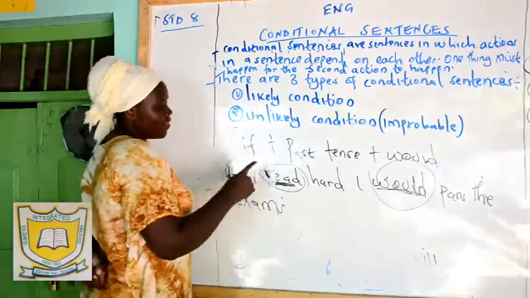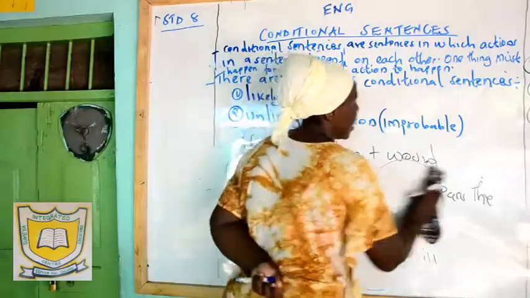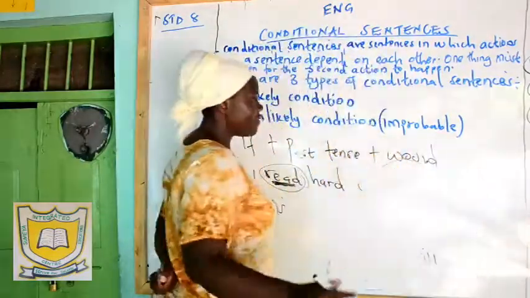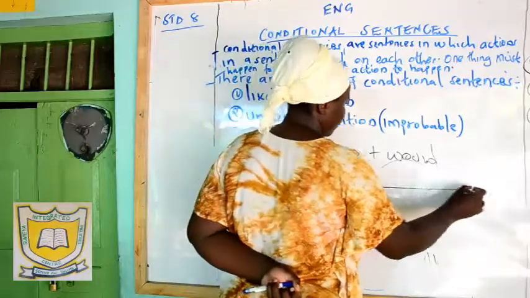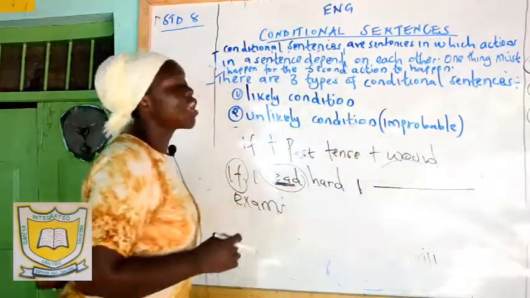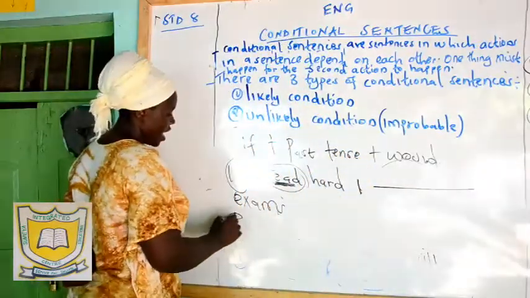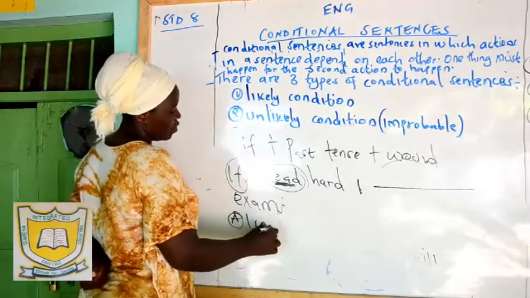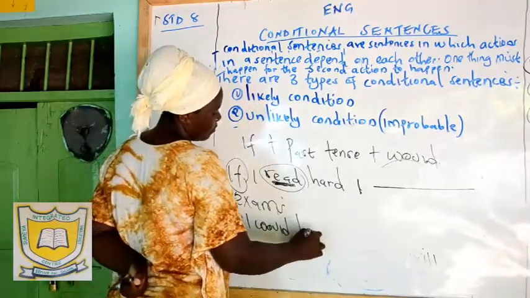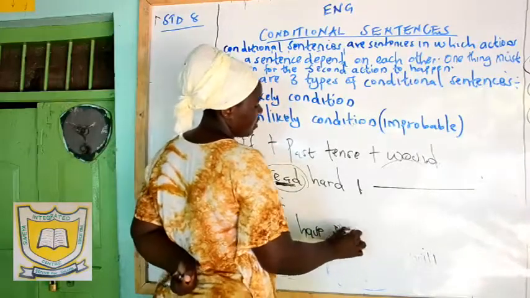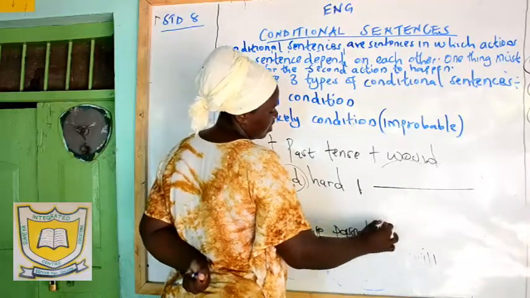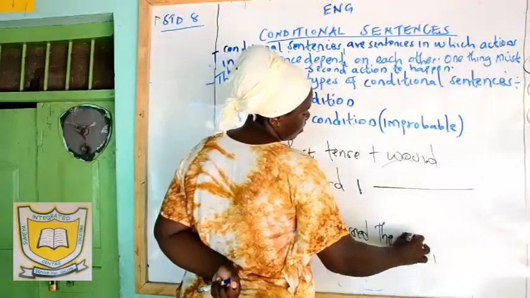So when they give you this sentence, for example, "If I read hard, I dash." You see? Now, they say complete the sentence. Answer A, they are going to say, "I would have passed the exams." "I'll have passed the exams."